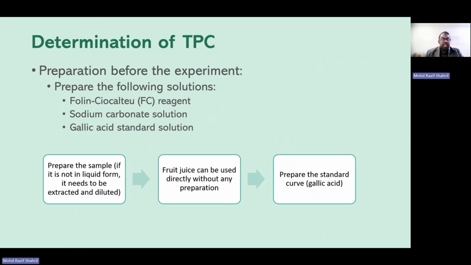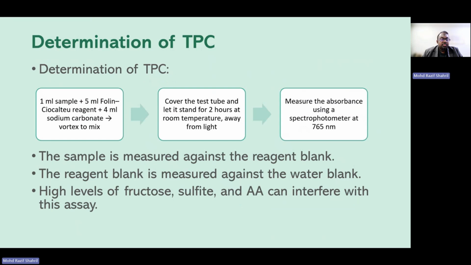The gallic acid is used as the universal reference compound for this assay. When analyzing, the sample is measured against a reagent blank, and the reagent blank itself is measured against a water blank. We need the absorbance of the blue complex at 765 nanometers. Again, be highly cautious of your sample matrix. High levels of fructose, sulfite, and ascorbic acid can interfere with this assay and give you artificially high readings.